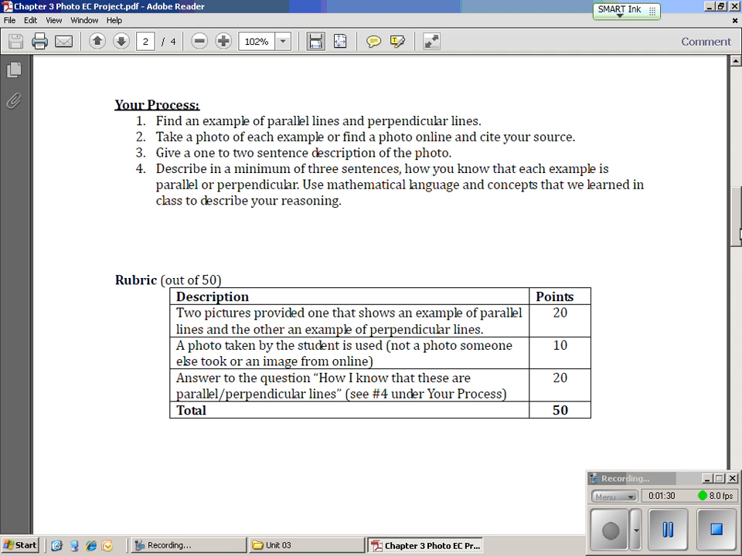Okay, the rubric is that you have two pictures, which is 20 points. If you take the photo yourself, it's 10 points. If it's from online, then you would not get the 10 points, to encourage you to actually find an example around you of parallel, an example of perpendicular. And also how you answer the question for number 4 is another 20 points. That's a really important part of this project.